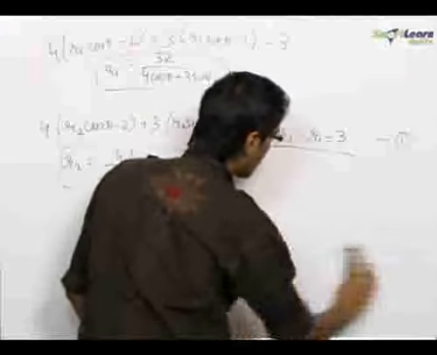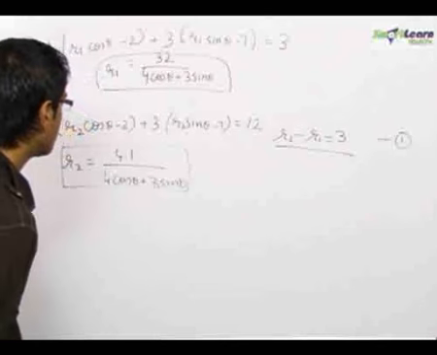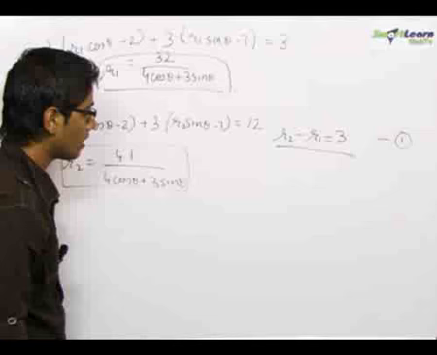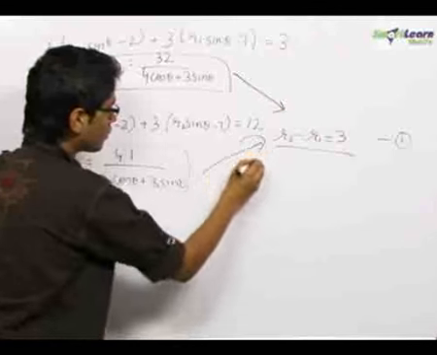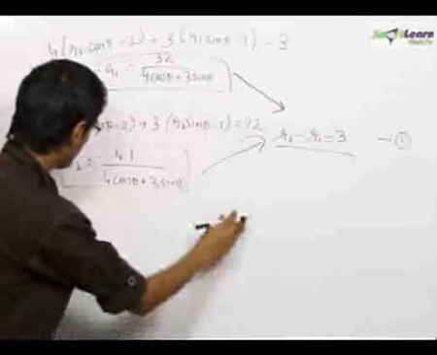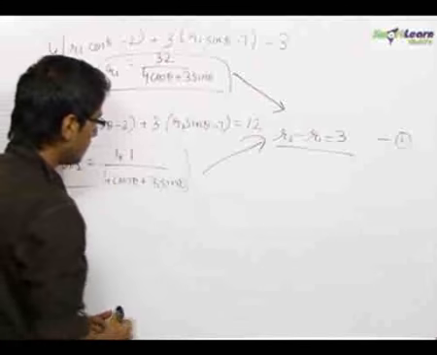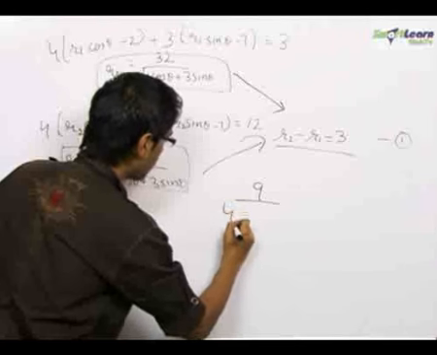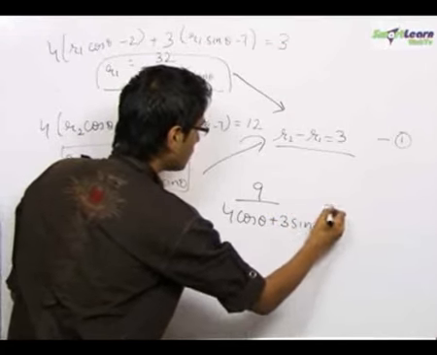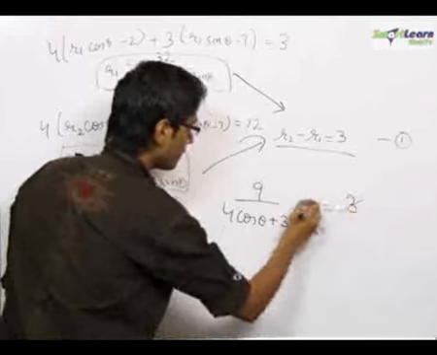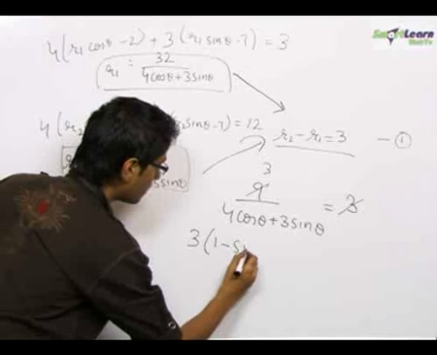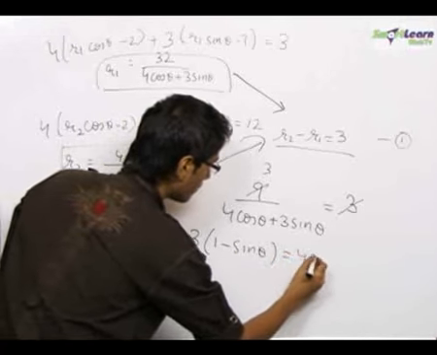Now we know both r2 and r1 in terms of cos θ and sin θ, and we can put them in the equation which we know, r2 minus r1 is equal to the intercept between the two parallel lines, which is equal to 3. So r2 minus r1 we can clearly see is equal to 9/(4 cos θ + 3 sin θ), which is equal to 3, which gives us 3(1 - sin θ) = 4 cos θ.